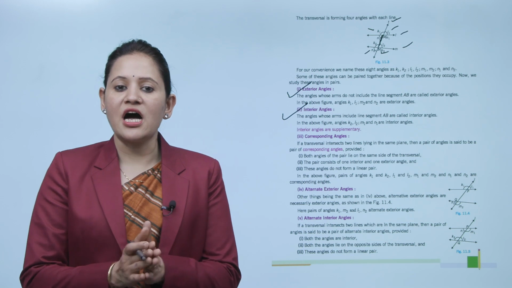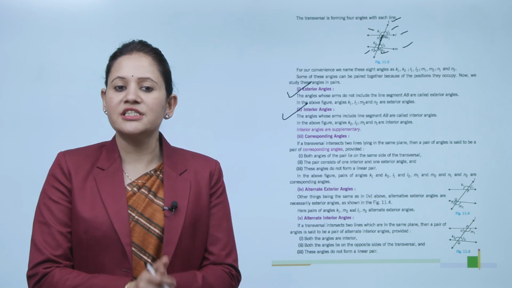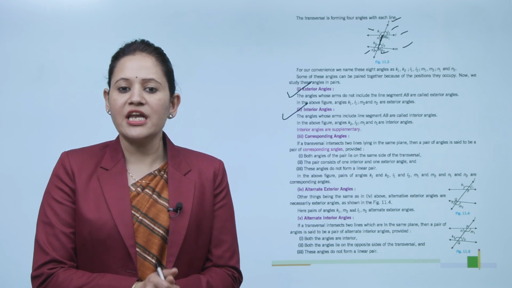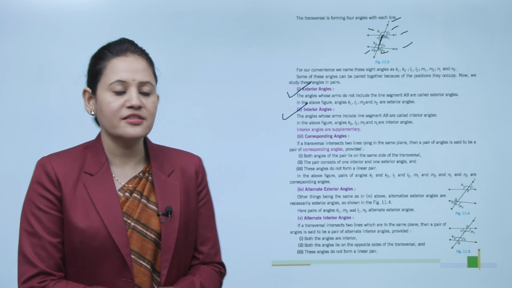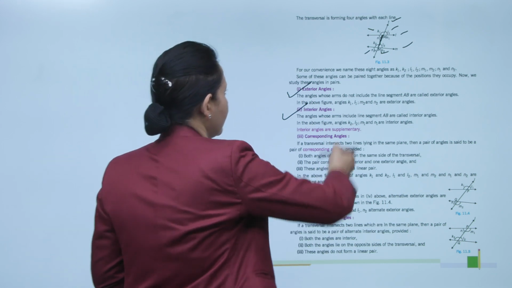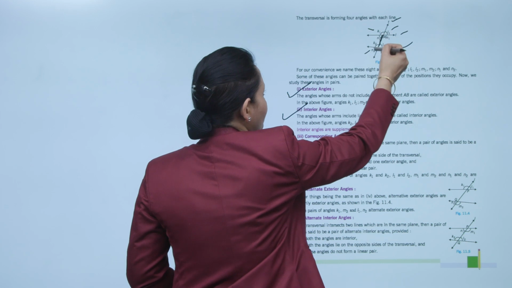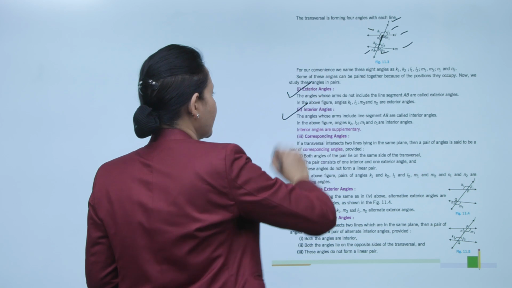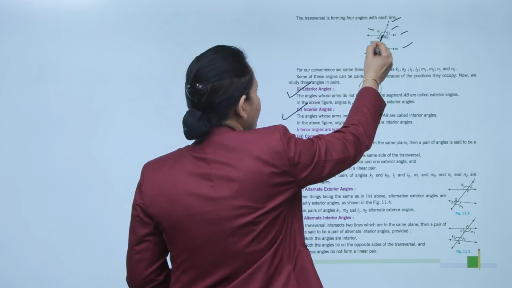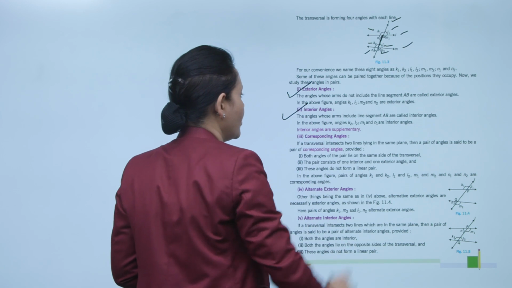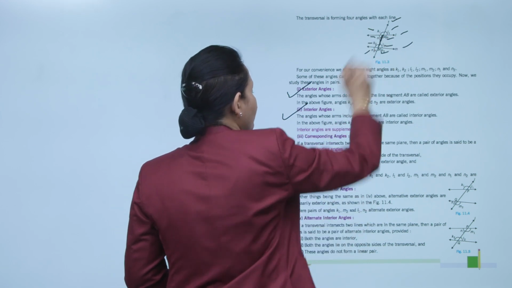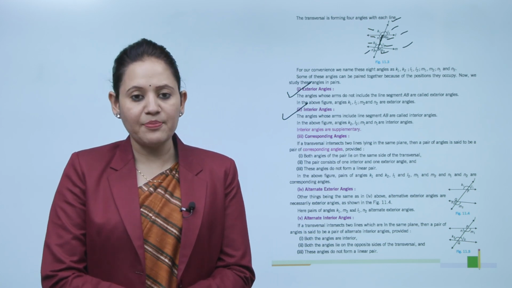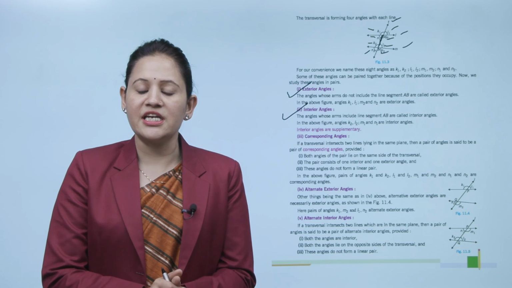Next is interior angles. The angles whose arms include line segment AB are called the interior angles. In the above figure, the angles K2, L2, M1 and N1 are interior angles. Here, angles which include the arm AB are interior angles. So, in the given figure, K2, L2, N1 and M1, these are interior angles. Interior angles on the same side are supplementary, meaning their sum is 180 degrees.